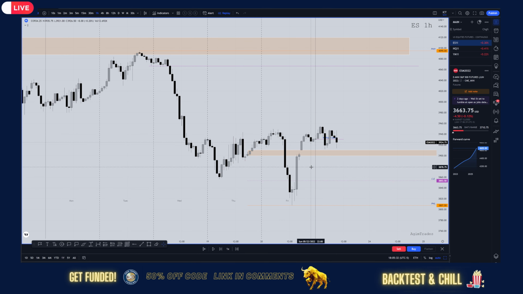I can't remember which channel I saw that on. I think it's AM Trades or Lincoln Trades. It was one of them. I'll have to cite it later. But when you have two side-by-side V formation fair value gaps, you'd expect price to revisit this area and then launch back up.